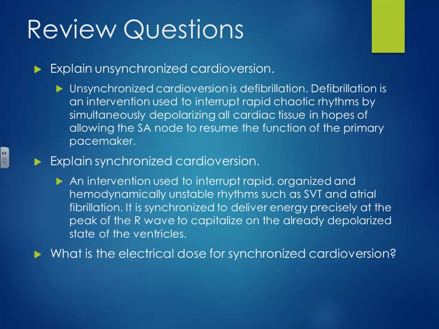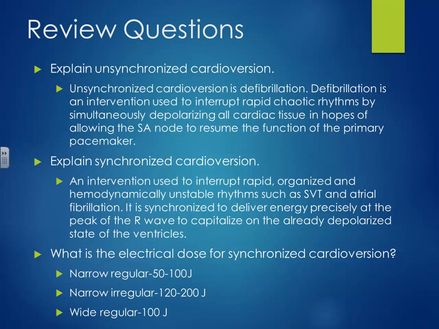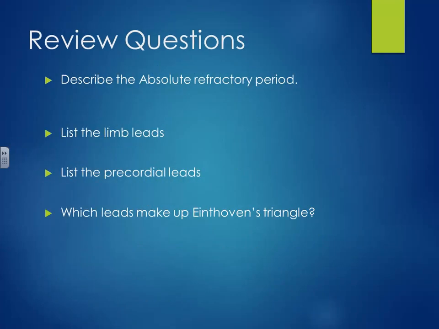Alright, so I'm having a bunch of numbers. I'm not saying y'all are wrong. You've got to identify what type of rhythm it is. Narrow regular, 50 to 100. Narrow irregular, 120 to 200. And then wide regular is 100. If it's a wide irregular, defibrillation. Alright? Heads up, we're almost done.